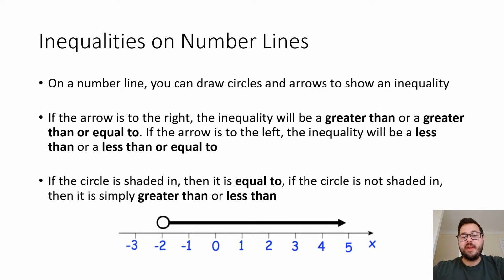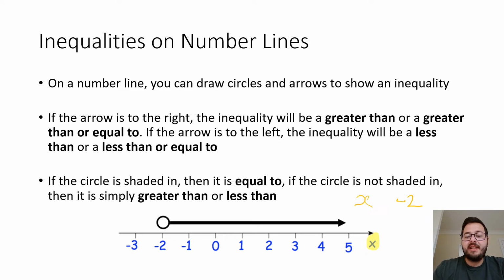So a little example then. So we just look at this. Now we know, so first things first, we know that our variable is x. So we're worried about x. So we can start by writing x. And we know that the circle is around minus 2. So it's x and minus 2.